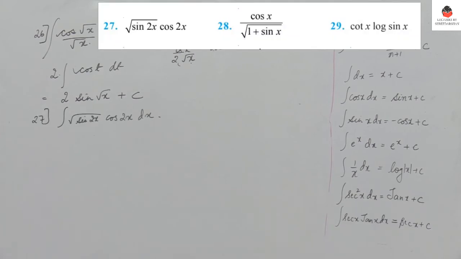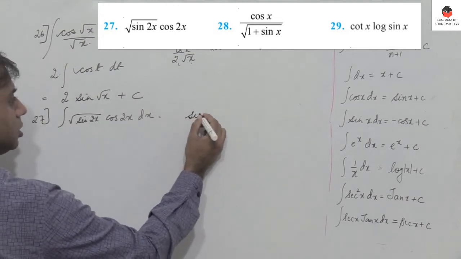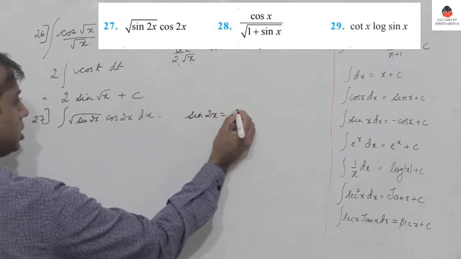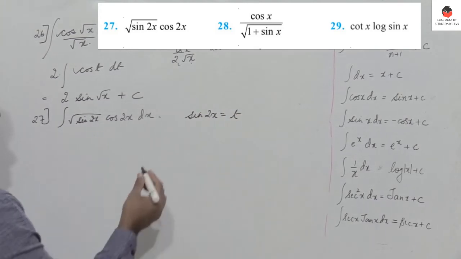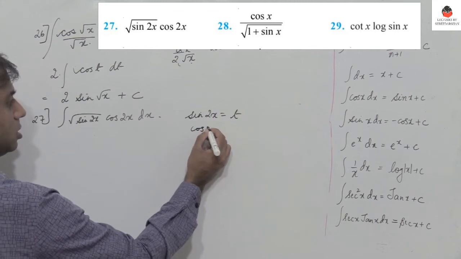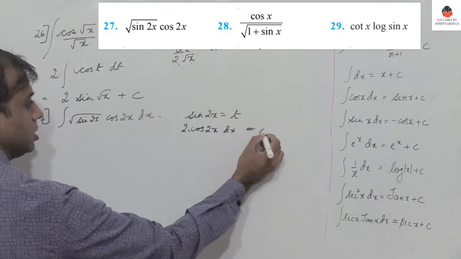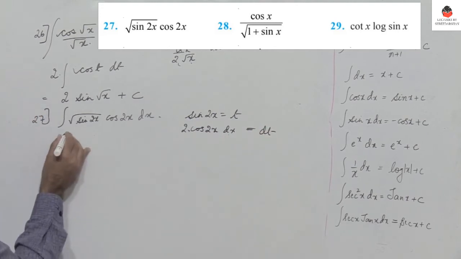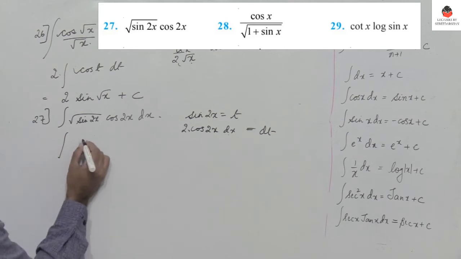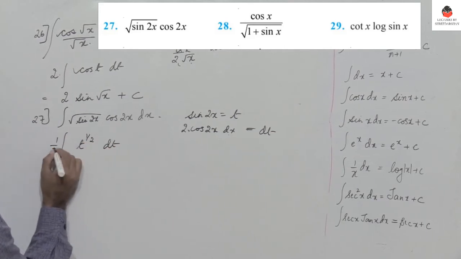Now the integral of root of sin 2x into cos 2x dx. Definitely I have to substitute sin 2x equals t, because I know the differential of sin x is cos x. If I differentiate this, I get cos 2x dx into 2, of course, equals dt. So cos 2x dx is dt by 2. So I have the integral of t power half, and cos 2x dx is dt by 2.